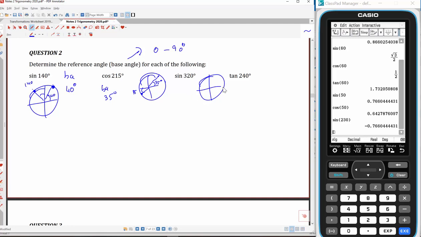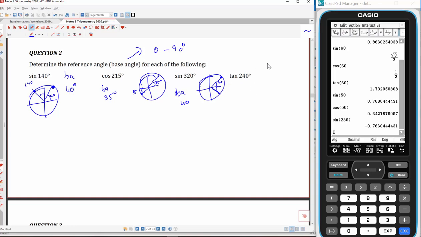So 320 is 40 away from 360. Okay, so there it is there. And the base angle in the first quadrant would be 40 degrees up. So that would be 40 there. This is 320, which is 40 away from this starting point here.